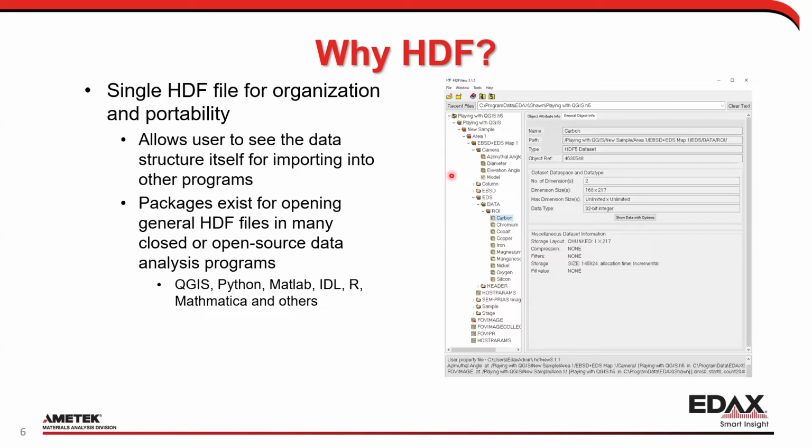And again, you actually look at this. So this was me playing with QGIS, because that's literally the file named here. I was playing around with this data inside of QGIS, and you can see that I click on carbon. This is going to be an EDS map, and I can see, okay, it's XY, it's 168 by 217 pixels. It's chunked. Here's my storage allocation.